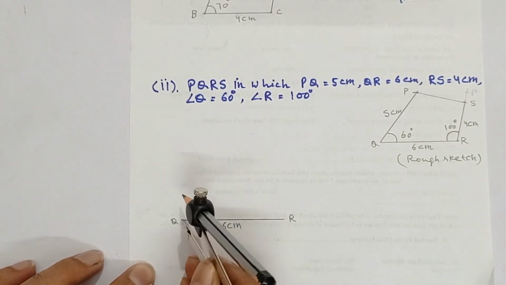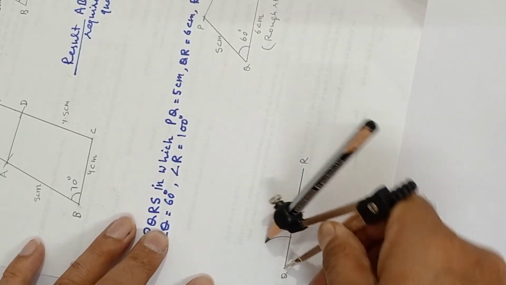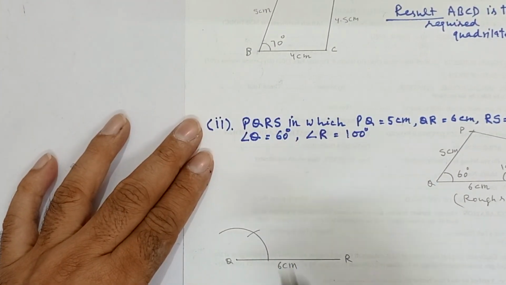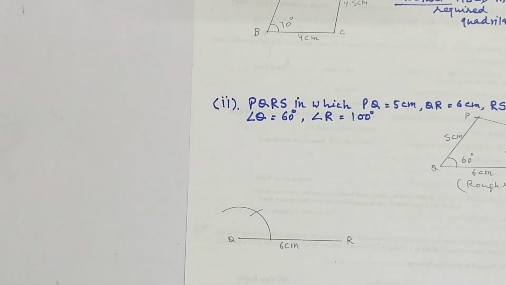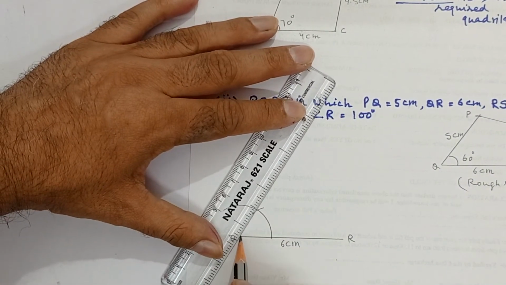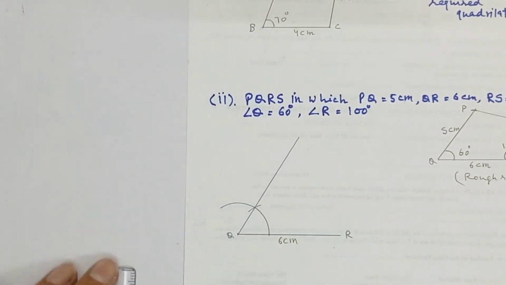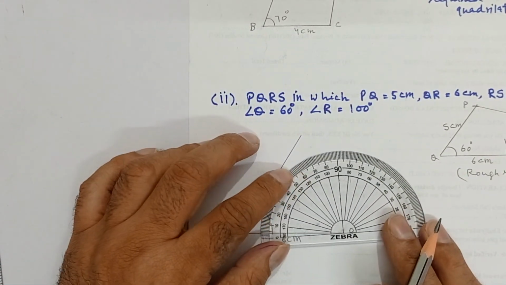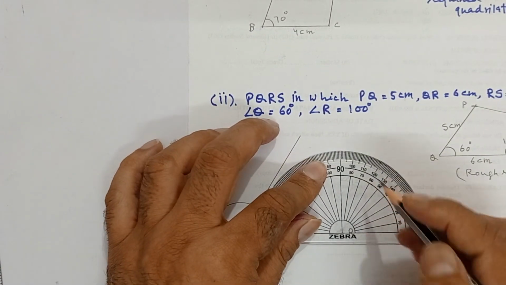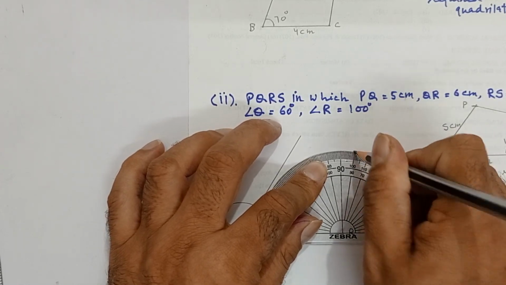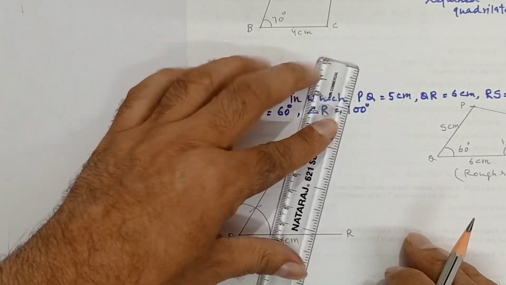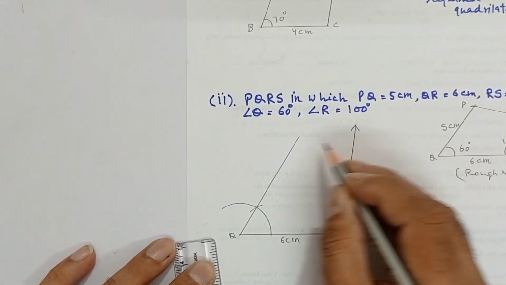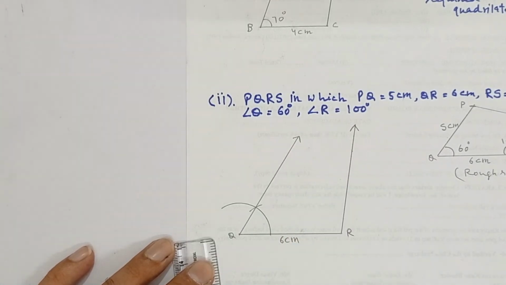I have kept the compass tip on Q and drawn this arc. Keep the compass tip here now. This is 60 degree. Extend it. At point R, with the help of protractor, you are to make 100 degree. So see, I have kept this way. For 100 degree, outer scale will be taken. Increase this line. Arrow, arrow. How much is PQ?